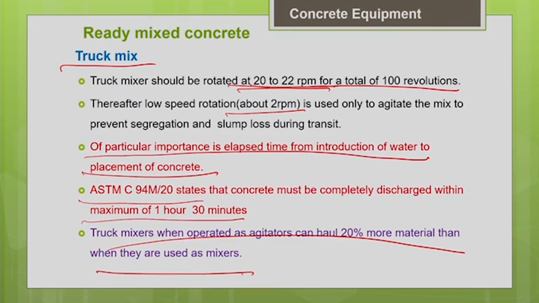Okay. So truck mixers, when operated as agitators, they can haul 20% more material than when used as mixers. That is what I told you. The same transit mixer, I can just use it as an agitator, or I can use it as a truck mixer for preparing the concrete. Okay. If I use it as an agitator, I can handle 20% more material. Okay. I can use 20% more capacity than when used as a truck mixer machine.